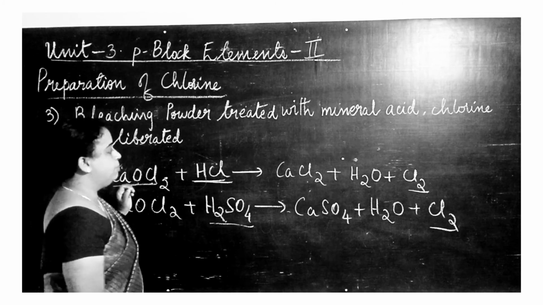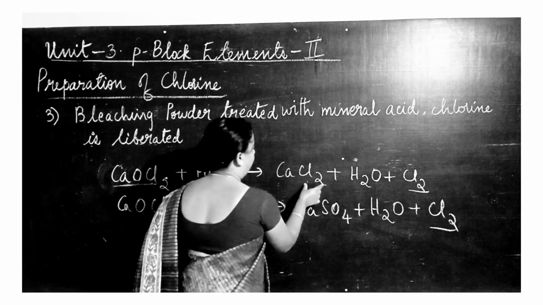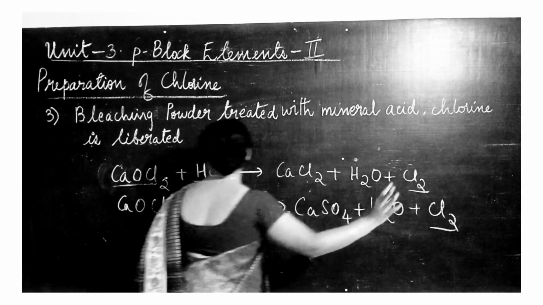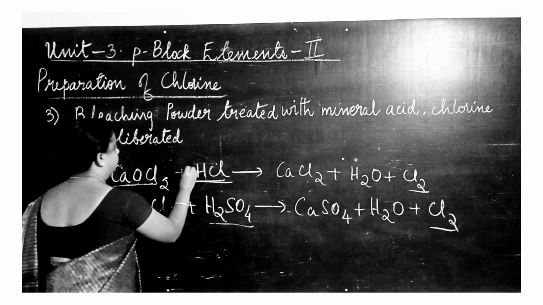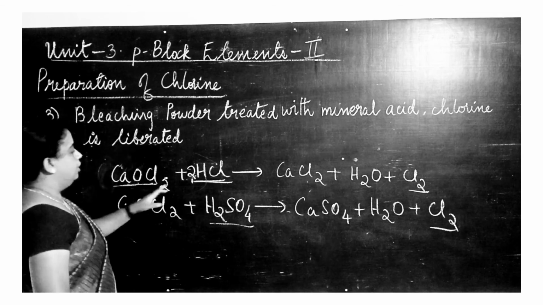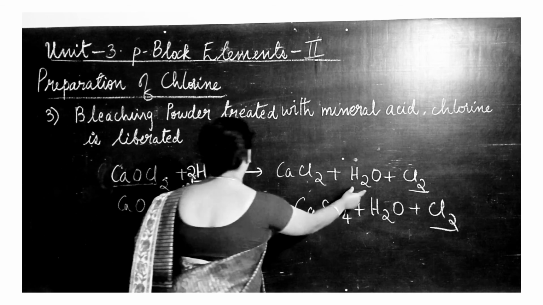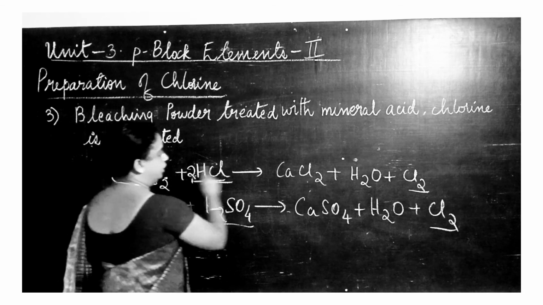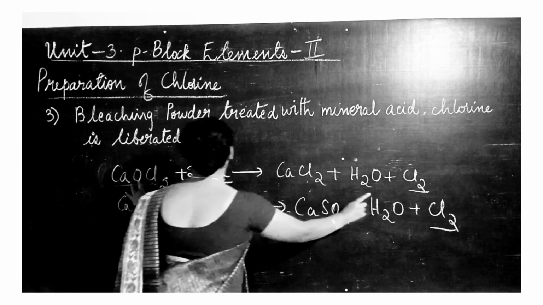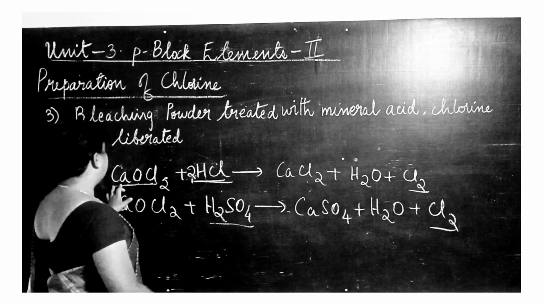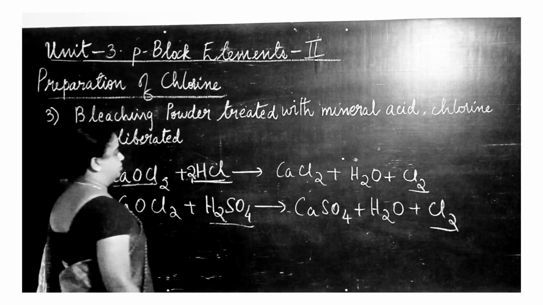Okay, now let us balance this reaction. 2 chlorine here and 2 chlorine, so 4 chlorine. Already there, so I put here 2. Now 2 hydrogen, so that is balanced. Then 1 oxygen on the right hand side and 1 oxygen on the left hand side, that is also balanced. 1 calcium and 1 calcium, that is balanced.